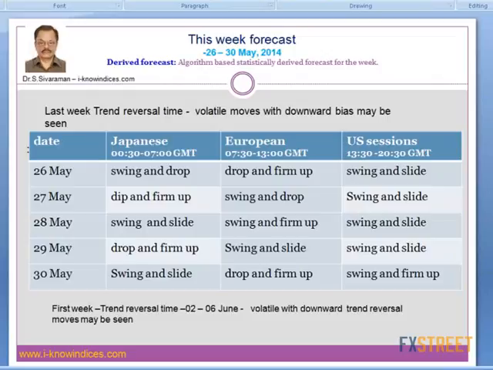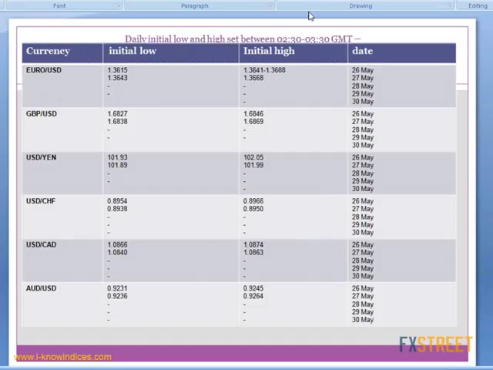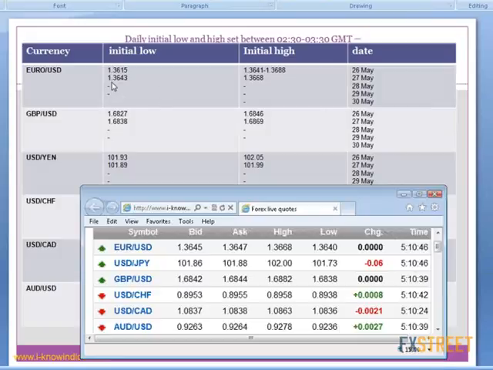Then subsequently, you come across the market reading. In the market reading, what we do is, with the help of the live market code page, we note down the initial lows and the highs set for the day around 3:30 GMT on a daily basis. So today I noted down by 3:30 GMT the initial lows and the highs set in the four majors and two commodity pairs. So now let us compare it with that of the live market code page.